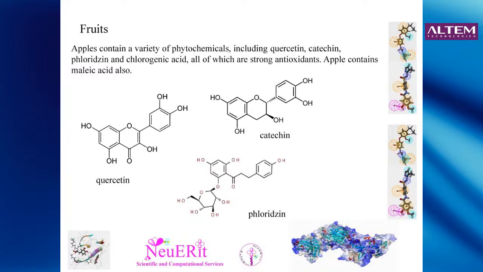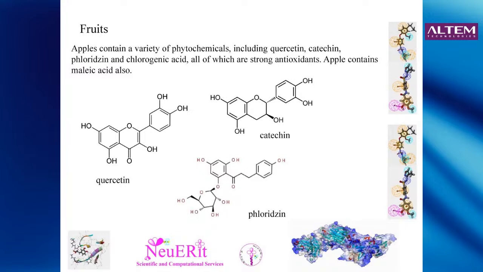Apple contains a variety of phytochemicals, including quercetin, catechin, phloridzin, and chlorogenic acid, all of which are strong antioxidants. Apple contains malic acid also. We all know that apple contains malic acid, but apple contains these antioxidants also. And these are the structures of the antioxidants. This is quercetin, this is catechin, and this is phloridzin.